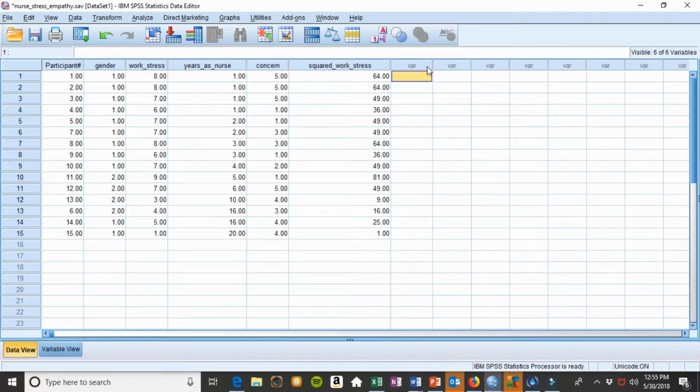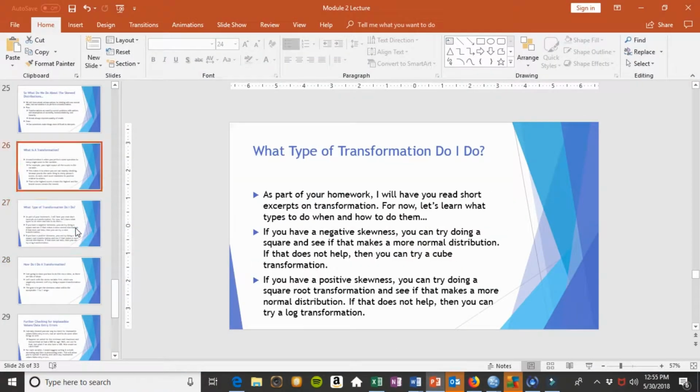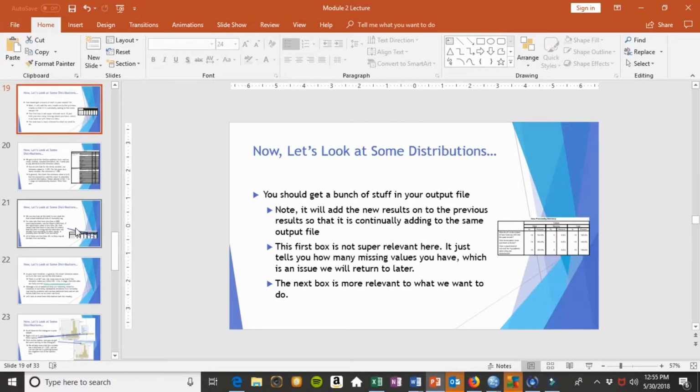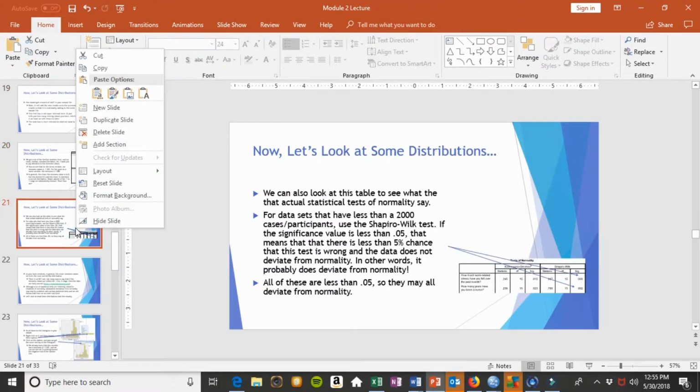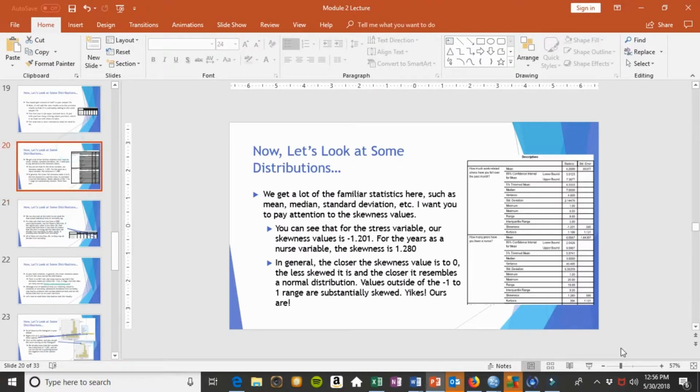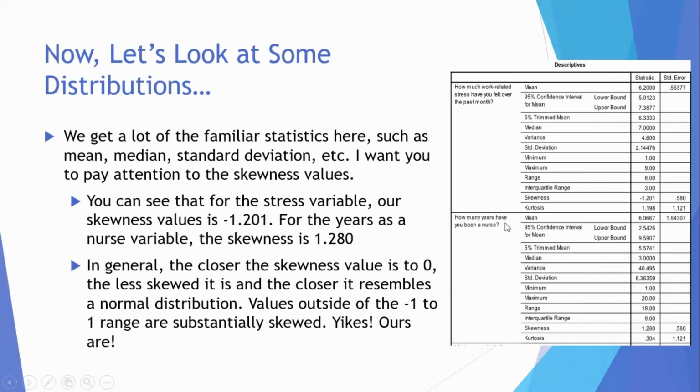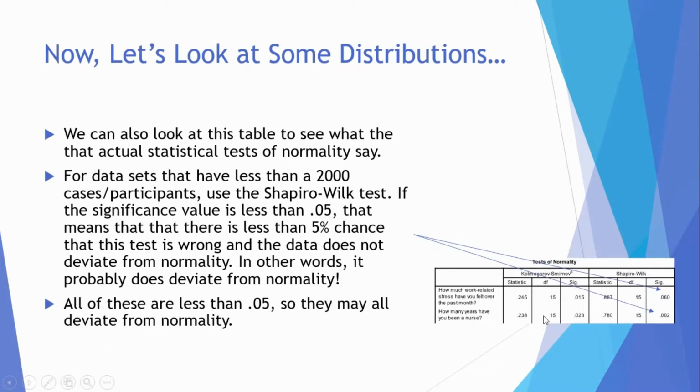Now, we also had another variable that was problematic. Remember, years as a nurse was positively skewed. If you don't remember, we already assessed that distribution. If we go back here, we see from this output that years as a nurse was positively skewed, and we see here that our Shapiro-Wilks test was significant at less than 0.05, so it does suggest that we have a problem with normality here.